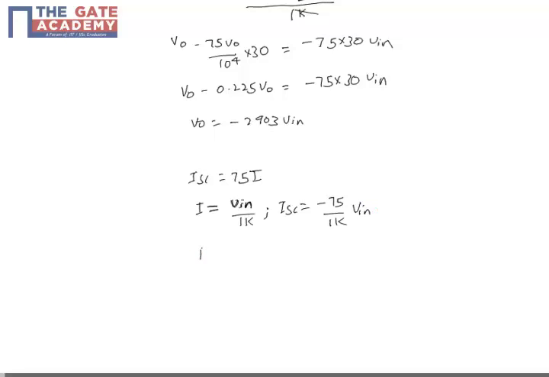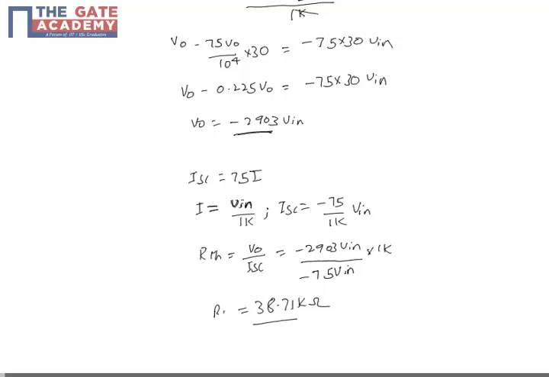Now we have to find the Thevenin's resistance, which is equal to Thevenin's voltage divided by the short circuit current. This V0 we have already determined here. So substituting that, minus 2903 V divided by minus 75 V into 1. So this value will be 38.71 kilo ohms. So this is the Thevenin's voltage and this is the Thevenin's resistance.